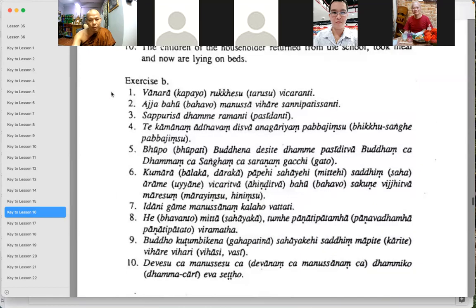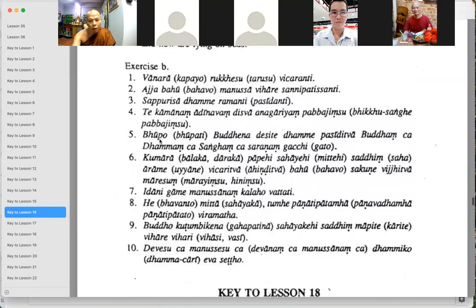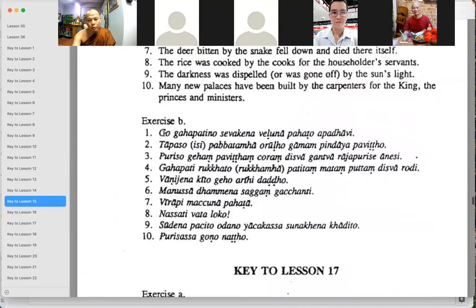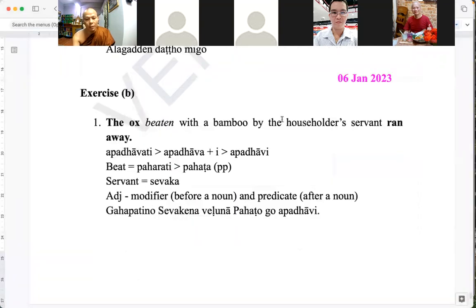So here is side B. So here you see "gahapatino siwakina veluna bahado". So now according to the usage, even the author himself said in lesson 12, when you use the adjective as a modifier, that is before a noun, or when you use it as a predicate, it should be after a noun.